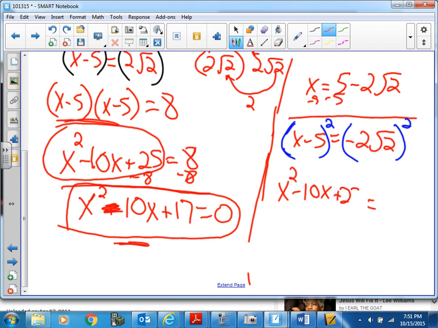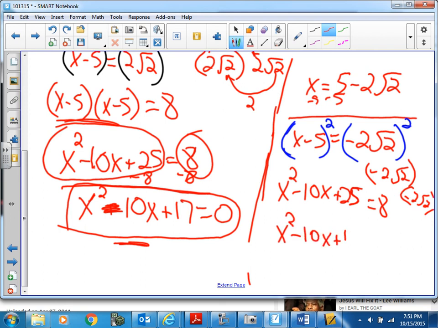25 equals, now remember, this is negative 2 radical 2 times a negative 2 radical 2. So you have a negative times a negative, which still gives you a positive. So you still end up with the same thing that you had over here. Still going to be 8. Then you're going to have x squared minus 10x plus 17 equals 0. So either way, with either one, you get the same roots.